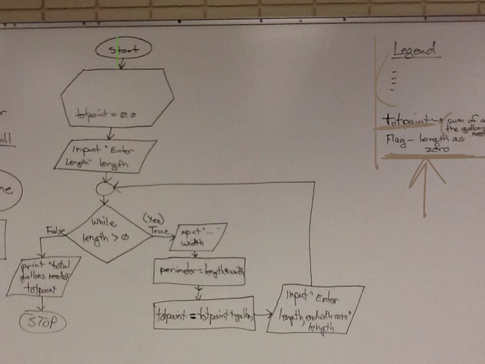Again, you could follow it here. Enter the length, check the length. If it's greater than 0, we're going to process, sum up the paint, get a new length. As long as it's not 0, get the width, get the perimeter, sum up the paint. And as soon as we enter the length value as 0, this is going to become false, and then we're going to finish.